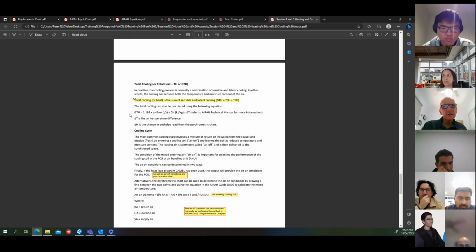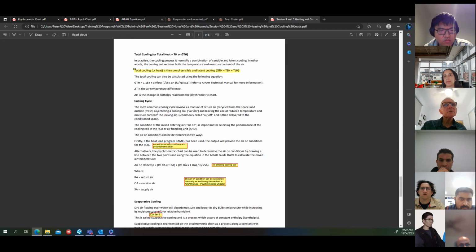There's also an equation in the aero manual that you can use to work it out, but you need to measure the enthalpy at both points, entering the coil and leaving the coil, and you can calculate the capacity of the coil that way. You can check it against the sensible heat and latent heat, and they should be the same, give or take a bit of percentage, because the psychrometric chart is a manual tool. I think you can get an electronic psych chart, but just be careful using that.